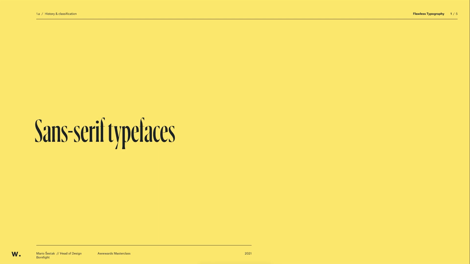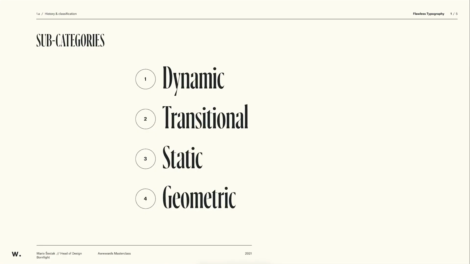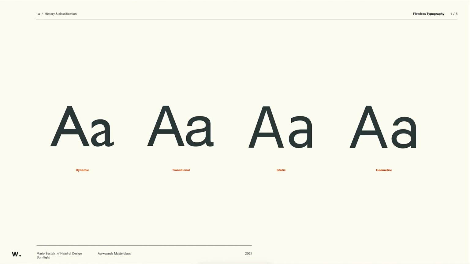Now we will go through sans serif subcategories. Sans is from French, meaning without. In the sans serif typefaces, there are four main subgroups or subcategories: dynamic, transitional, static, and geometric. Yes, you guessed it. The classification of subgroups is determined by the same principles of form, like with the serif typefaces. Only here we have an additional subgroup that's called geometric.